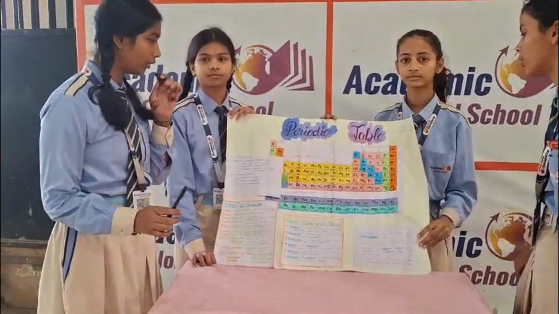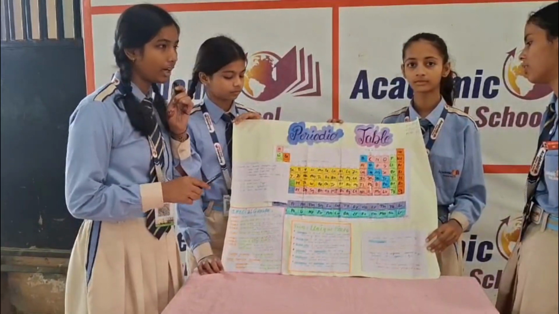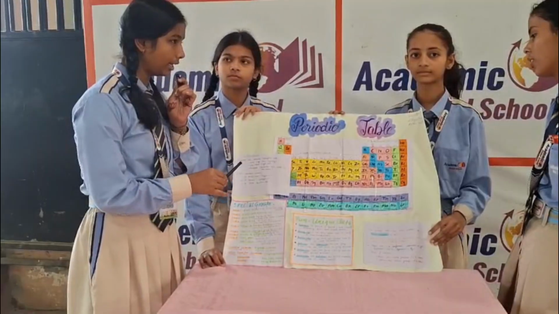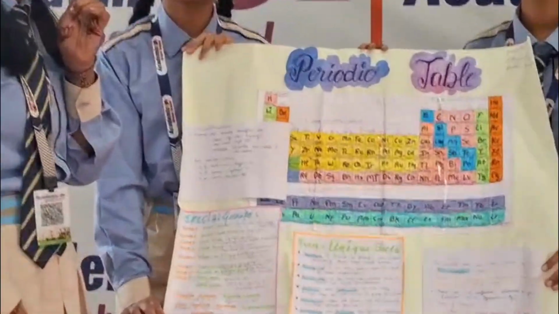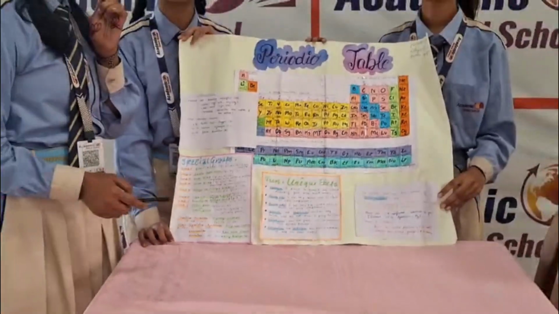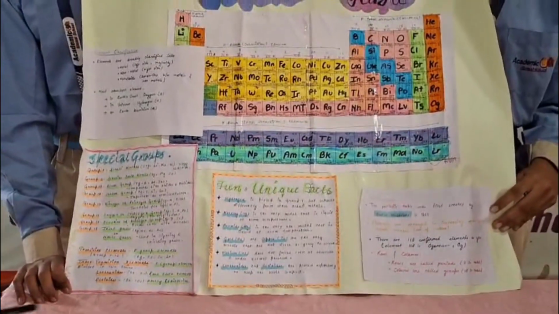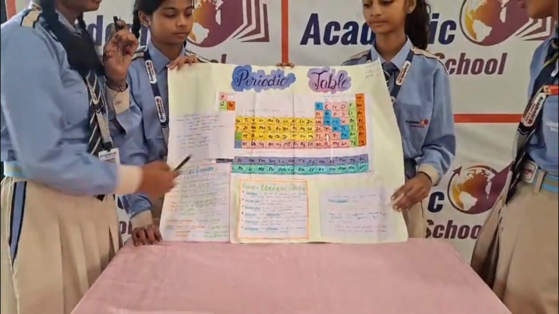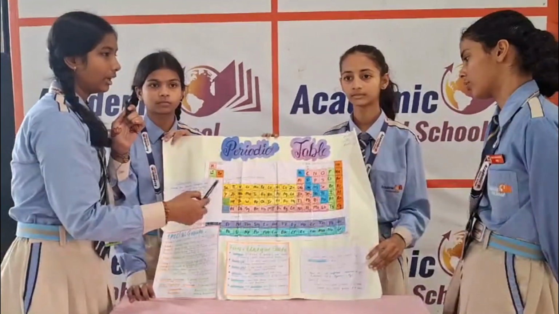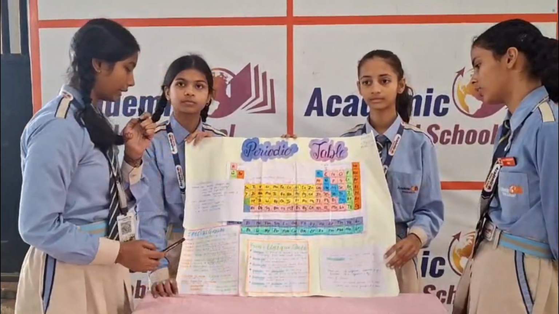Now let's talk about the structure and arrangement of the modern periodic table. There are 118 elements in the modern periodic table. There are 18 columns which are known as groups, and there are 7 rows which are known as periods. The modern periodic table is classified into 3 groups: metals, non-metals, and metalloids. On the right side there are metals in the majority, and on the left side there are non-metals, and the zigzag line is known as the metalloids.